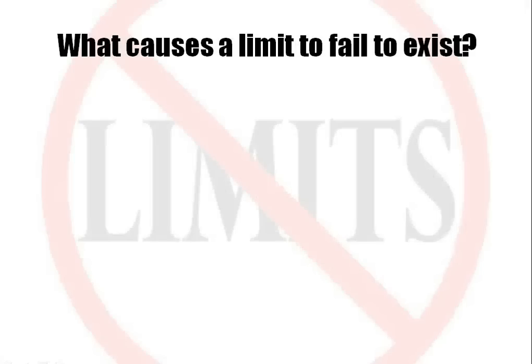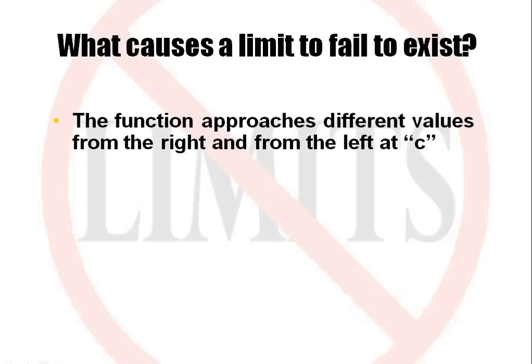Now, let's talk about what could happen in your graph or your function that would cause the limit of that function to fail to exist. The first thing you might see is that your function might approach different values as you come from the right and as you come from the left. What I do is I follow my functions with my fingers. If my fingertips don't come point to point, then that means that my function is not approaching the same value. If your fingers slide one on top of the other, or if they miss each other altogether, that limit has failed to exist.